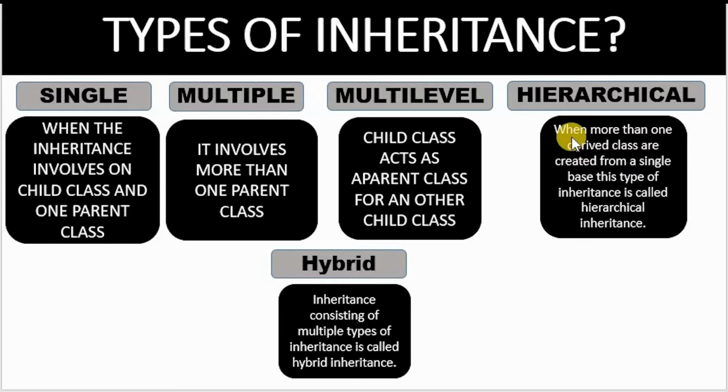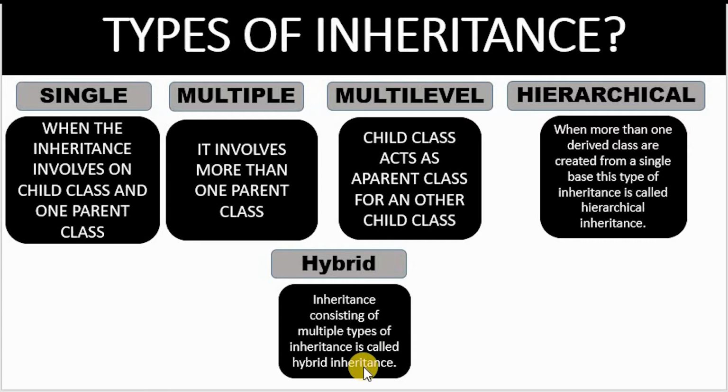Hierarchical inheritance: when more than one derived class is created from a single base, this type of inheritance is called hierarchical inheritance. Last one, hybrid inheritance. Inheritance consisting of multiple types of inheritance is called hybrid inheritance. So guys, so far we know just the definitions of the types of inheritance. Now let's move on to the programs.